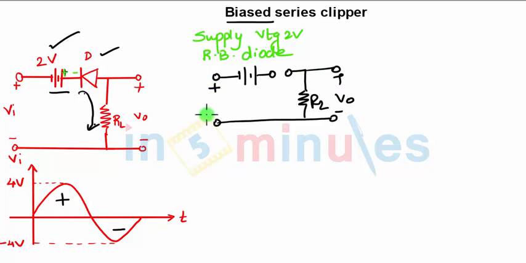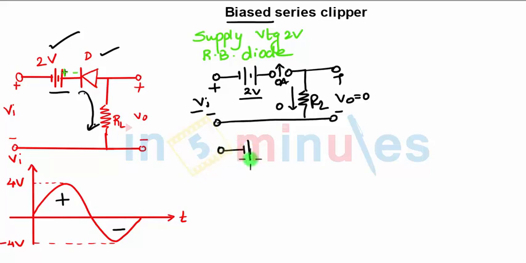Here you have plus minus VI. This is 2 volts and the diode. Since this 2 volts is reverse biasing the diode, what will be the current flowing through RL? The diode is open circuit, so the current flowing here is 0 ampere, hence the current through RL is 0, hence the output voltage is 0. Until when? Until VI overcomes the supply voltage.